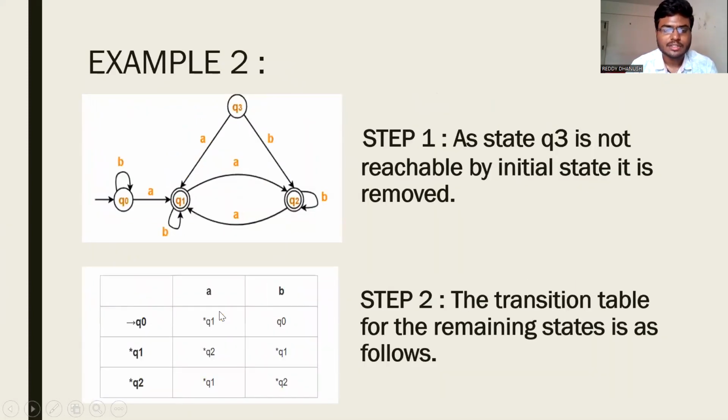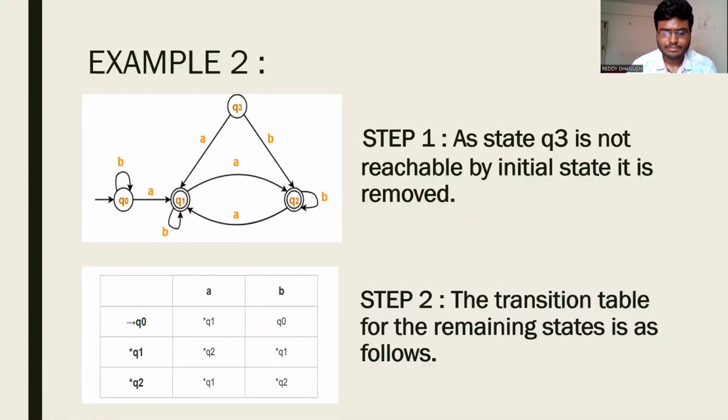And let us consider example 2. Here, as we can see, Q3 is unreachable from any transitions from the initial state. So Q3 will be removed at this moment. And with the remaining states, we are drawing the transition table. We can see here the remaining states are Q0, Q1, and Q2. And Q3 is not written in the transition table because it is an unreachable state from the initial state.